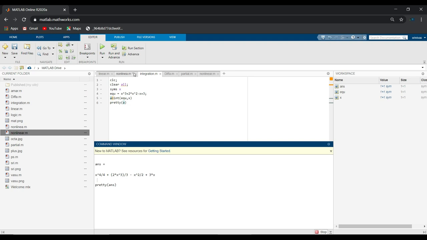So clc, clear all, these are the same common commands, syms x symbolic x1. Now I'm taking the equation x cube plus 2 x square minus x plus 3. This is the equation I am going to perform the integration operation on with respect to x. So I assign a is equal to int of equation, followed by the variable you want to integrate with. Pretty is used to display our equation nicely. Let's execute this code.